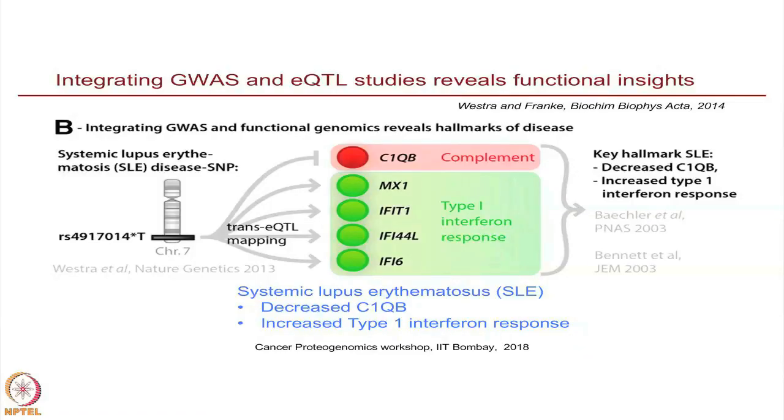And also, we can think about the trans-eQTL analysis. Let's see, this SNP is associated with systemic lupus erythematosus, or SLE, this disease. But at that time, nobody knew how this SNP is associated with that disease. And through eQTL mapping, they found that this SNP is associated with multiple genes, and one gene is C1QB, with decreased expression of C1QB and also increased expression of multiple genes involved in the type 1 interferon response pathway. So, this helps them to think that maybe this SNP has an effect through altering the expression of these genes.